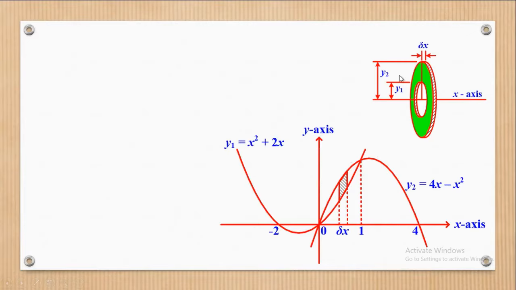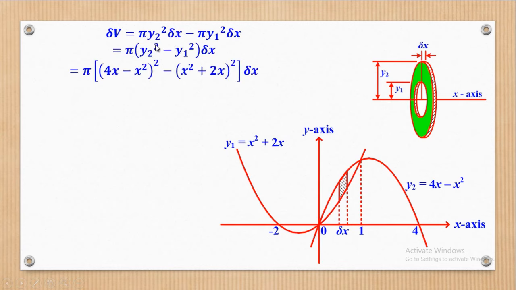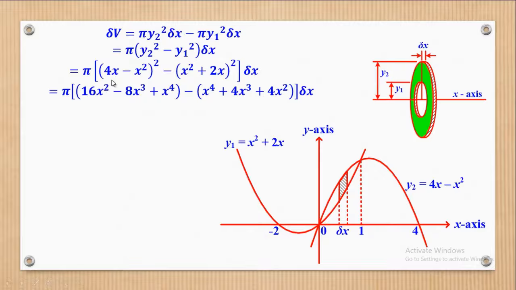So this is what we saw previously, that the volume of the bigger elementary disk will be pi y2 squared small change in x minus the volume of the smaller elementary disk, which is pi y1 squared delta x. When I simplify, I come up with that. But I know that y2 is equal to 4x minus x squared, so I square it, minus y1, I know my y1 is equal to x squared plus 2x, I square it, and when I expand this, I'll come up with this bracket, to expand this, I'll come up with this bracket.